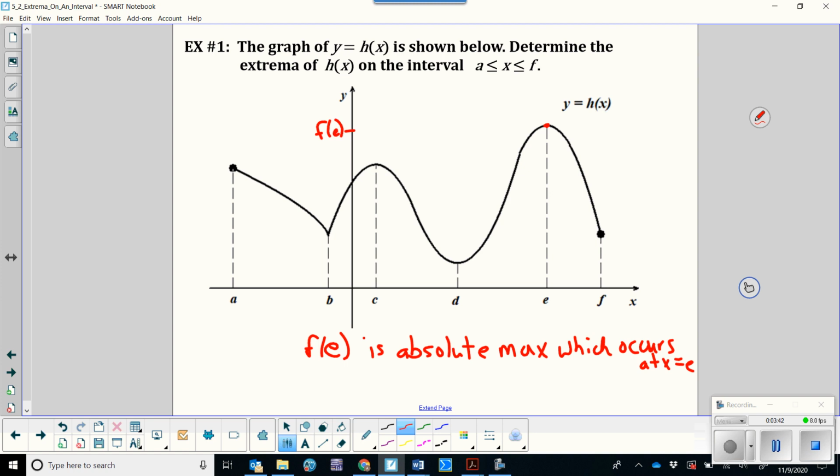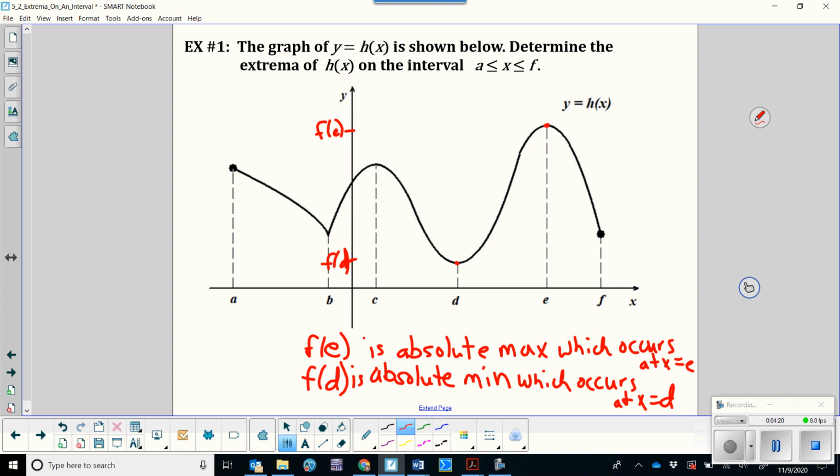Then our smallest value would be right here, and this is f of D. Now be careful, because a very common mistake is to say that the minimum is D comma f of D. We don't use ordered pairs ever, so we use the y value. So f of D is the absolute minimum, or min, which occurs at x equals D. That's a safer way to say that.